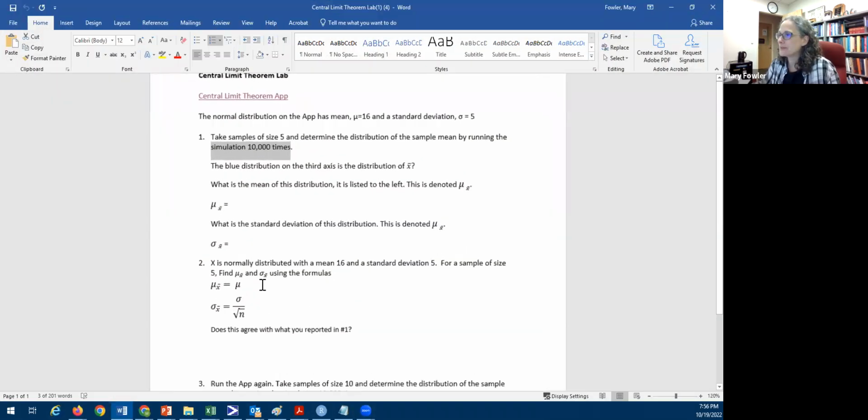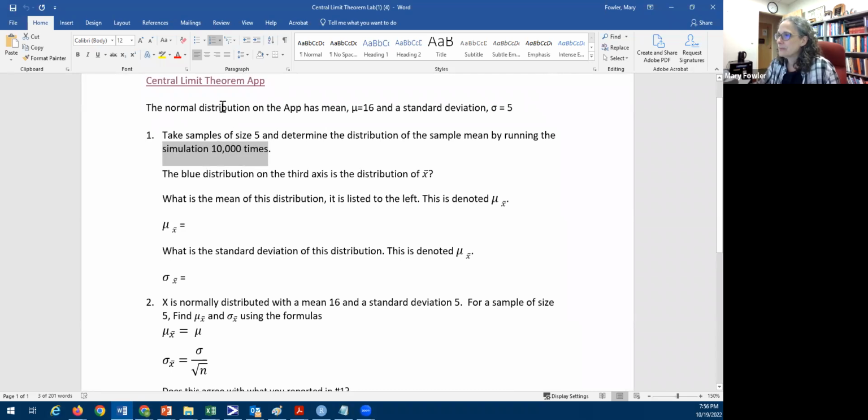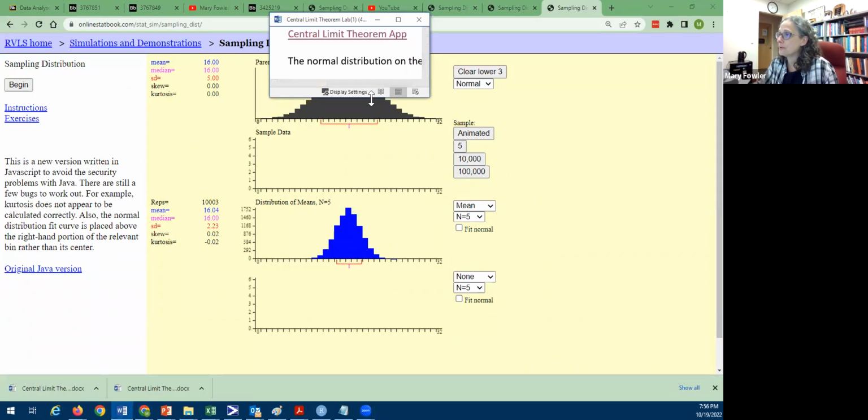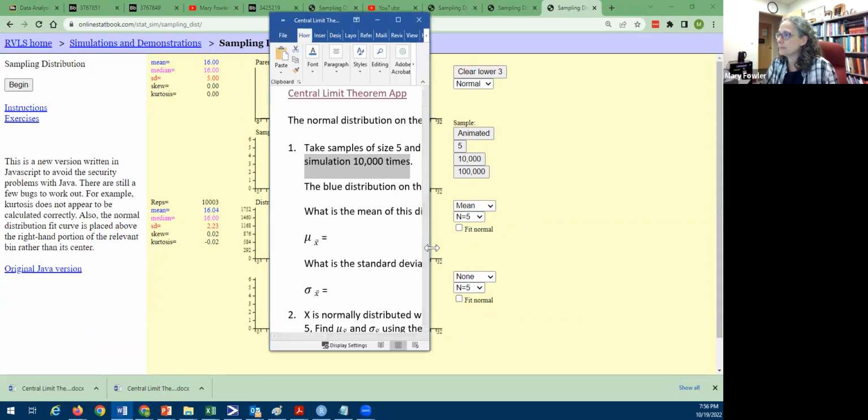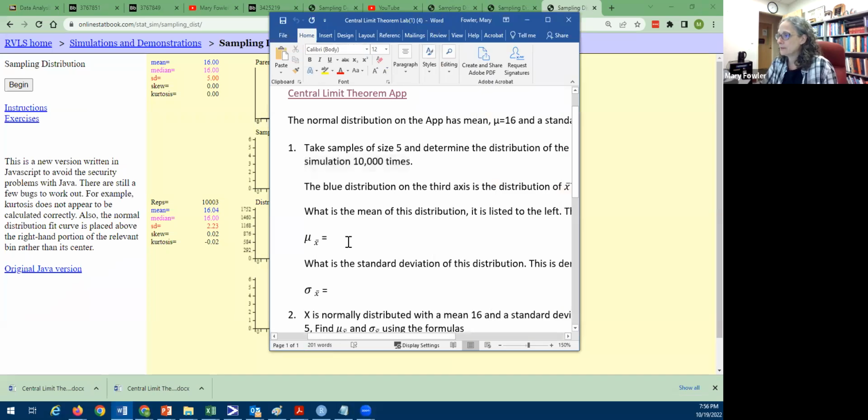So the first problem says, the blue distribution on the third axis is the distribution of X bar. What is the mean of the distribution? So I'm going to put 16.04 because that's the mean of my distribution. We can come right in here and type that. You might have a different one. Yours might be 16 or 15 point something, right? And the sample standard deviation, 2.23.